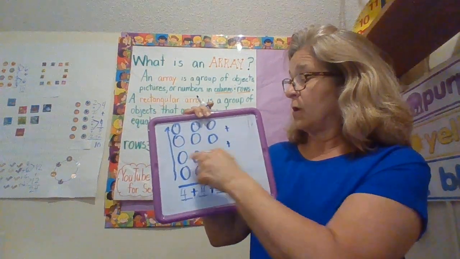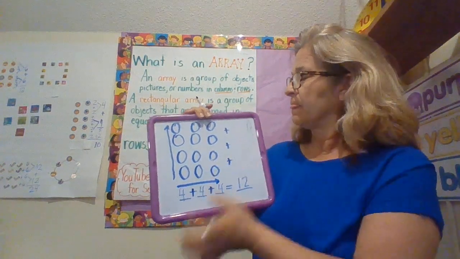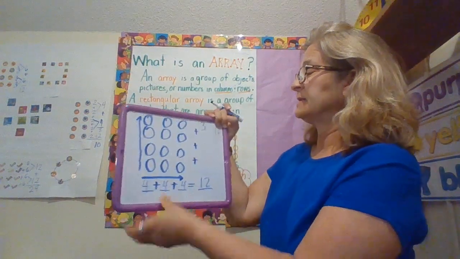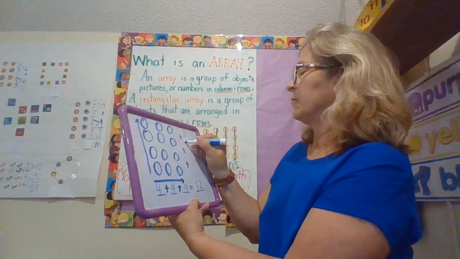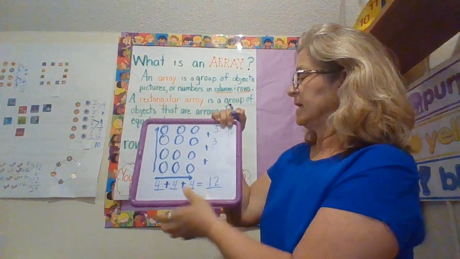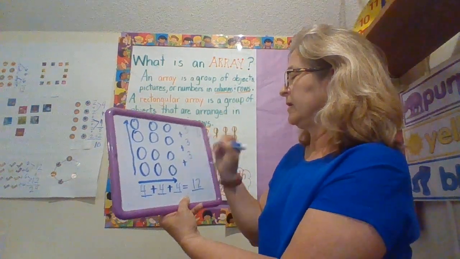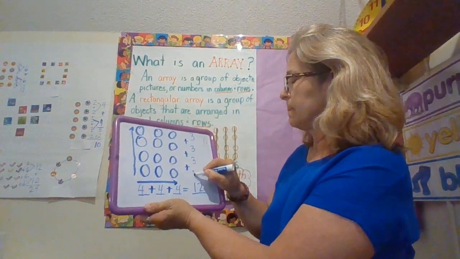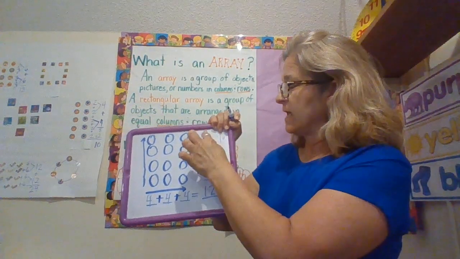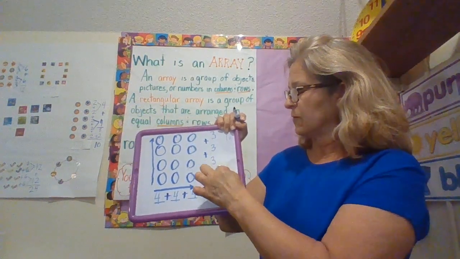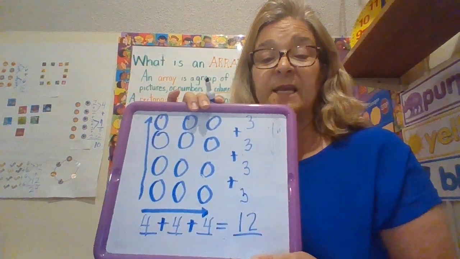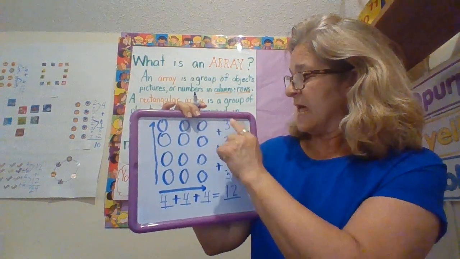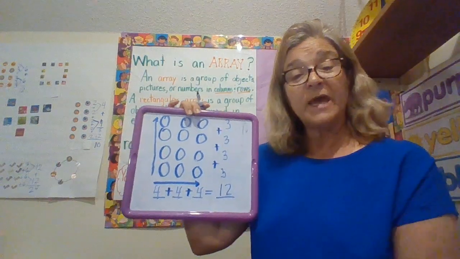Now we were looking at the columns. Now let's look at the rows. How many are in this first row? I think you said 3. So 3 plus, how many are in this row? 3 more plus, how many in the next row? You got it, 3 more. And finally in the last row, how many? So we've got 3 plus 3 plus 3 plus 3, and we're going to see that it's repeated addition as well. So when we count and add 3 plus 3 plus 3 plus 3, we also get 12.